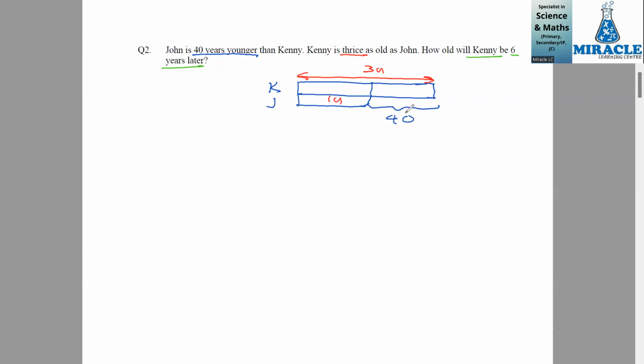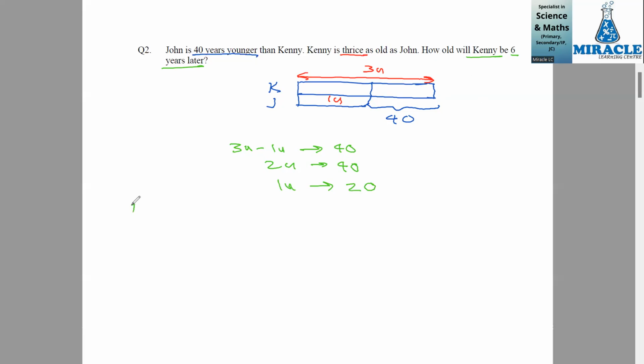So we know that the difference, 40, is equals to 3 units minus 1 unit. So let's write this out. 3 units minus 1 unit represents 40. So 2 units represents 40. So now we can find the value of 1 unit, which is 40 divided by 2, and this gives us 20. So in order to calculate how old Kenny will be 6 years later, we have to first find 3 units, and then we add 6.